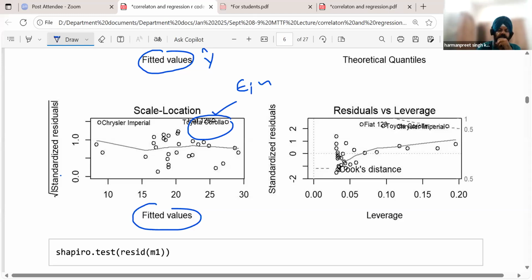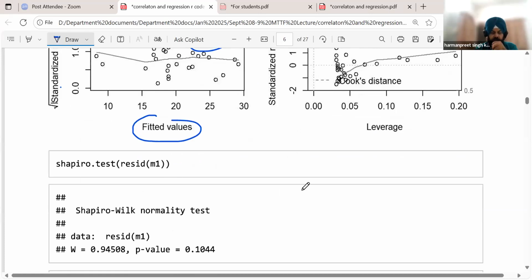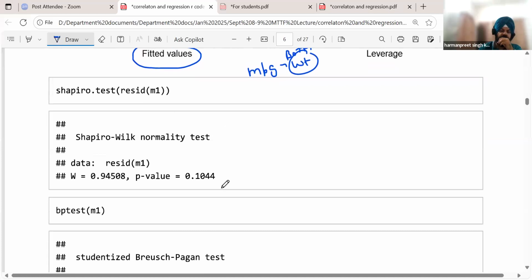Okay, so in this manner, we have concluded that the model we assumed for the fitting of MPG, where we have considered WT as an independent variable, multiplying with some coefficient and adding the intercept term, is good enough to explain the values of MPG.